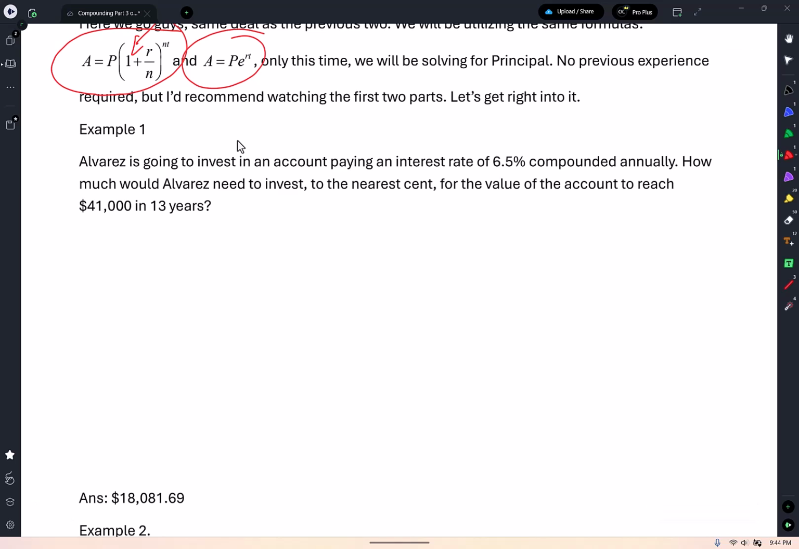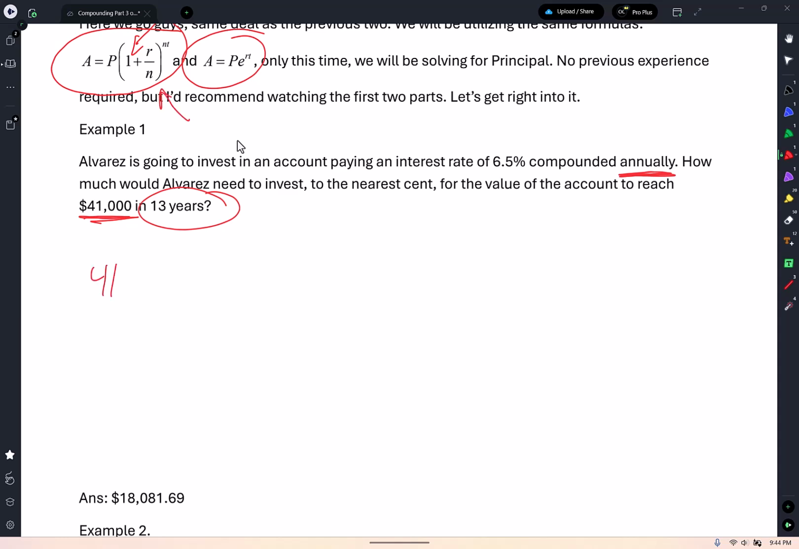Example one. Alvarez is going to invest in an account paying an interest rate of 6.5%, so that's your R, compounded annually. If it's compounded annually, that means it's compounded once a year, so that's your N. How much would Alvarez need to invest, to the nearest cent, for the value of the account to reach $41,000 in 13 years? So here's the amount that we want, and here's the time duration that we want it. We're going to just use our formula, this one right here.